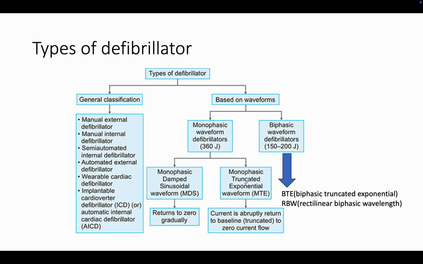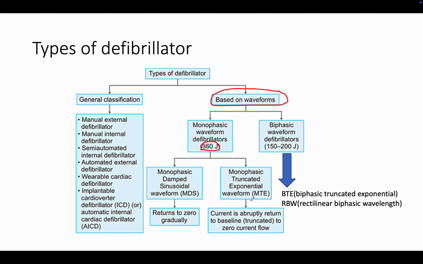Based on the waveform, it's very important for the exam, because in the board exam they have asked it multiple times. So based on the waveforms, we can divide the defibrillators into monophasic and biphasic defibrillators. Monophasic has a highest energy of 360 joules, and biphasic has energy up to 200 joules. Monophasic is again divided into monophasic damped sinusoidal waveform (MDS) and monophasic truncated exponential waveform, which we will discuss later. And biphasic waveform is also divided into biphasic truncated exponential and rectilinear biphasic waveform.